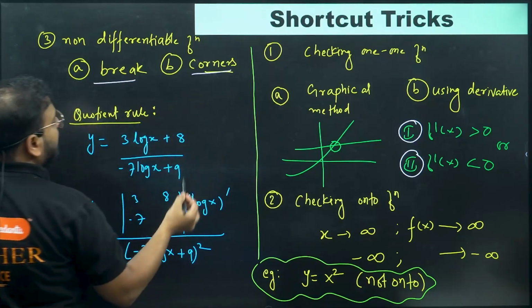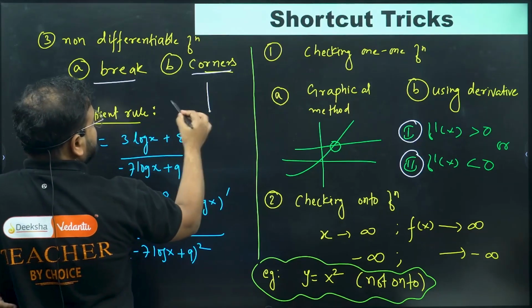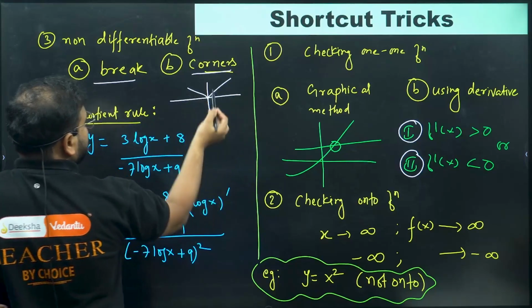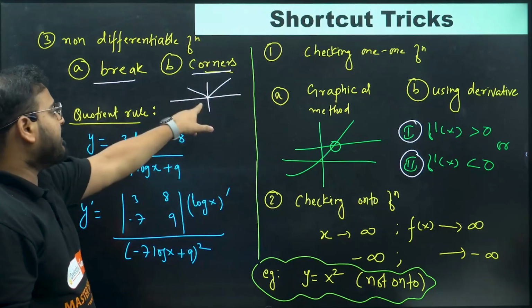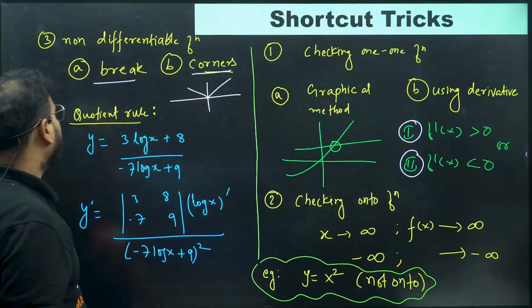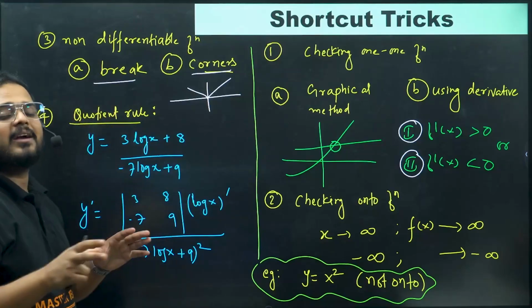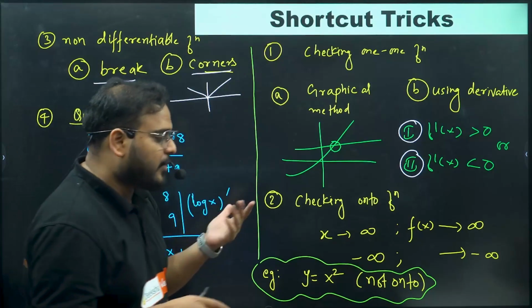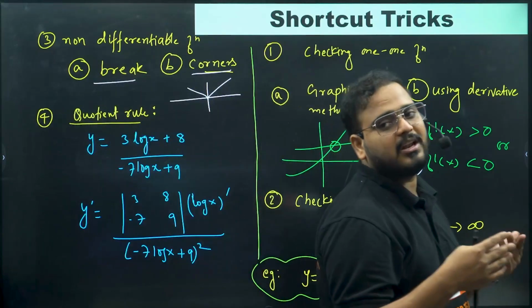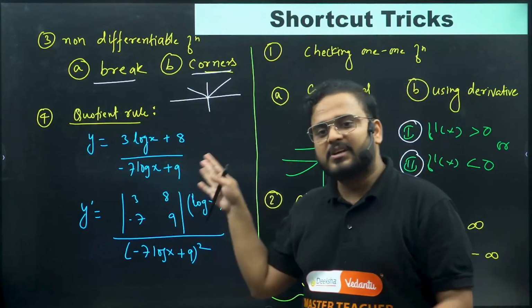If it has sharp corners, sharp edges, like this function, modulus of x, a sharp corner means non-differentiable at that particular point, x equal to 0, okay? Now, quotient rule is there. How to find, this is a tricky one because quotient rule might take a lot of time if you are dealing with this in the examination. So that's why there's a trick for this.